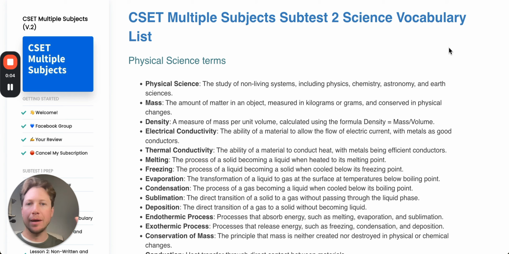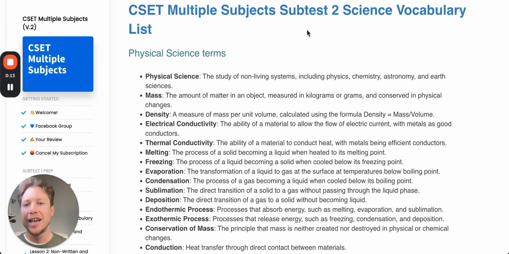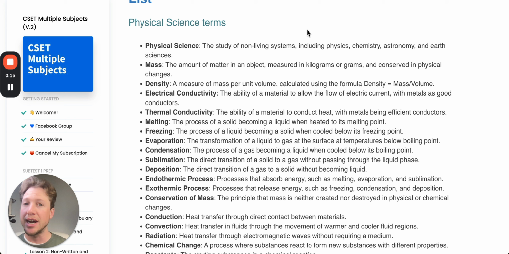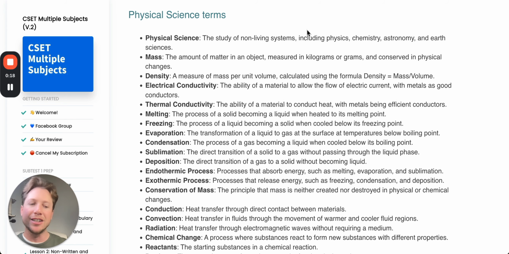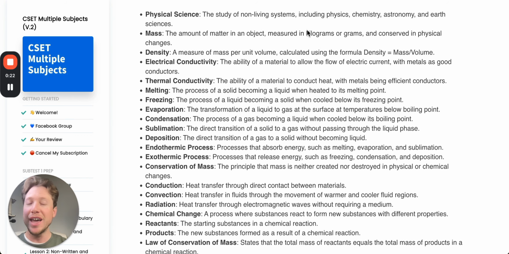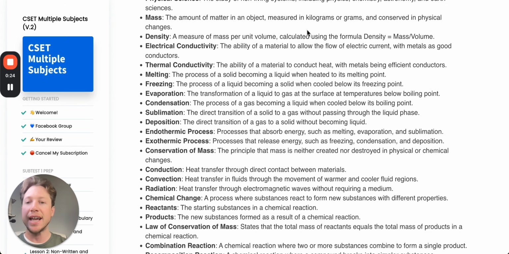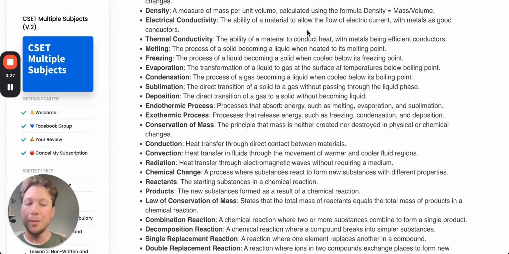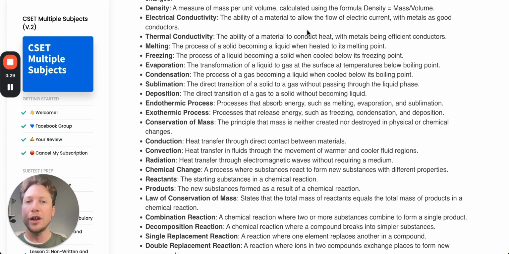My name is Elliot, and I'm here to help you pass Subtest 2 of your CSET multiple subject exam. Now, Subtest 2 is all about science, and within science, there is physical science, life science, and earth and space science. These technical terms are complex, and there is a ton to know. So let's go over some of them, and let's make a plan for you of how to best absorb this information so that you can recall it while taking your exam.